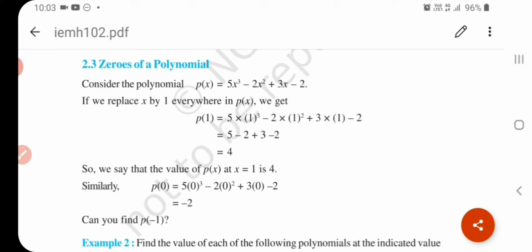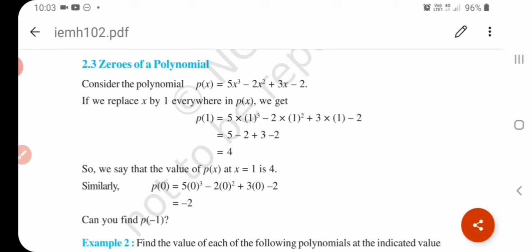And it's revision time, and our revision is for chapter 2nd, that is polynomial. Okay. And yesterday we have learned what is polynomial and how to find the zeros of the polynomial and how many zeros we have to find for any polynomial.